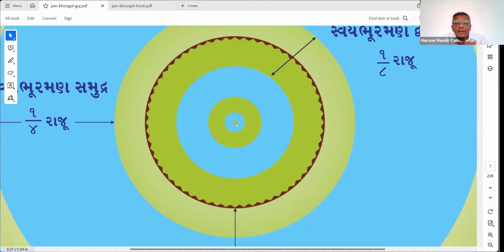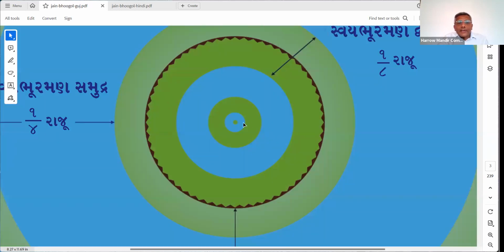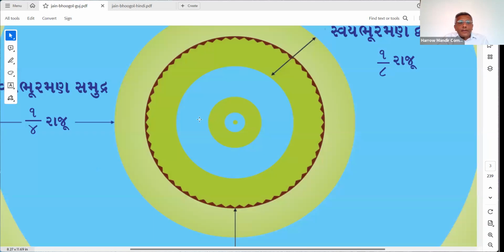Aaron. The radius is the distance from the edge of the circle to the center, whereas the diameter is from one edge to the other side. Very good, very good. So this is the radius, this bit here, and the diameter is this whole bit here.